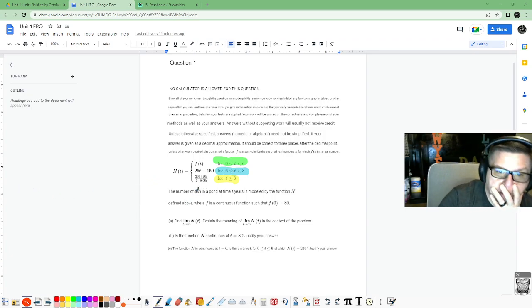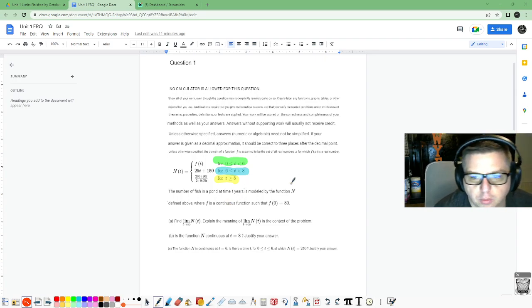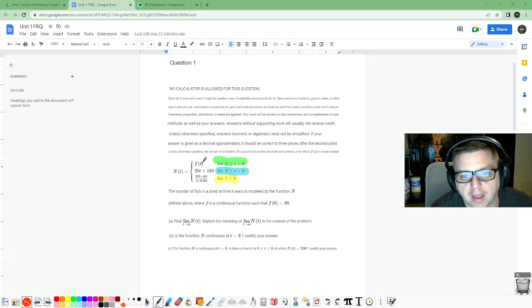So let's take a look. Here's a function, and n of t is the number of fish in a pond at time t in years, modeled by the function n defined above, where f is a continuous function such that f of 0 equals 80. It's actually the only thing we will need really in the f of t, because what happens if f of t when t is 1 or 2 or 3? It actually won't matter. The only one we really will need is 0, and we'll see why in a bit.